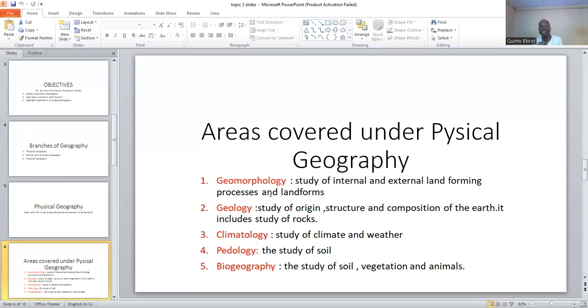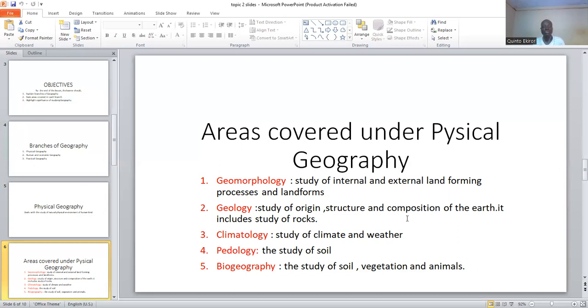Second one is geology. Geology studies the origin, structure, and composition of the earth. It includes the study of rocks. Examples of rocks are granite, pumice, and others. Number three is climatology. What is climatology, according to your understanding, students, before I proceed? Climatology deals with the study of climate and weather. For example, climate change and weather conditions of a certain area are under climatology.